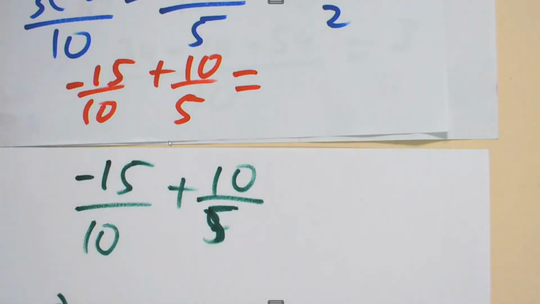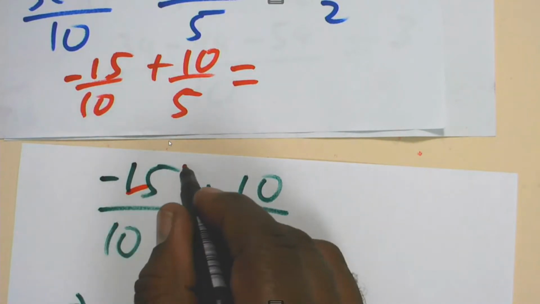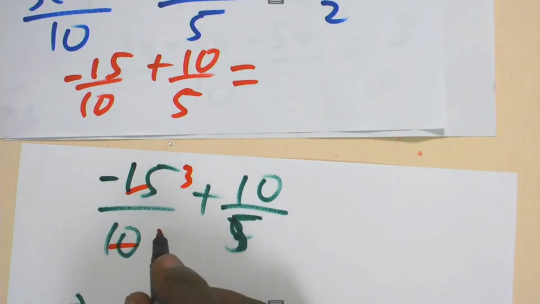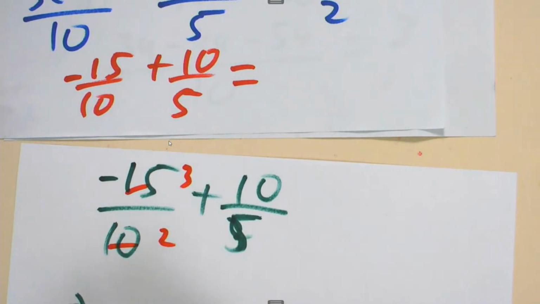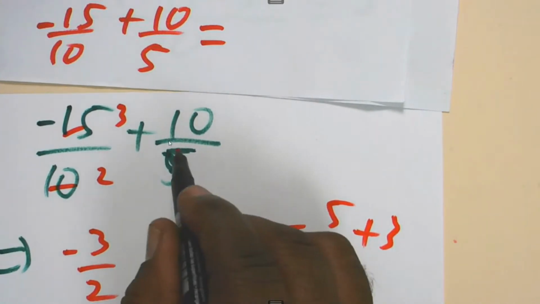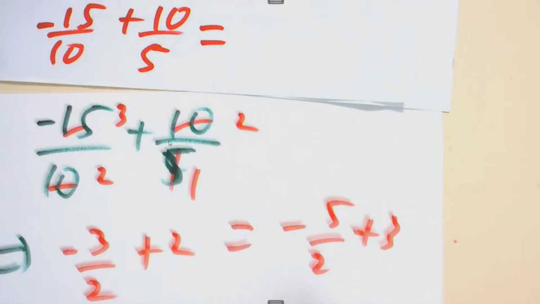How many 5s into 10 into 15? 3. How many 5s into this one? 2. Therefore, it's negative 3 over 2. We want to see whether it will be equal to this one. How many 5s into 5? 1. How many 5s into 10? 2 plus 2.